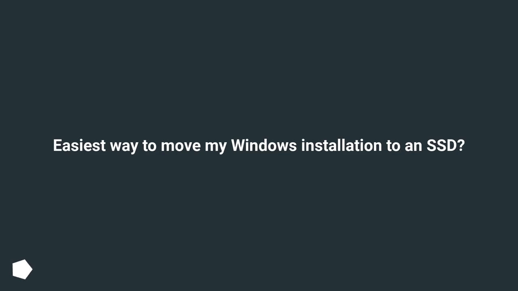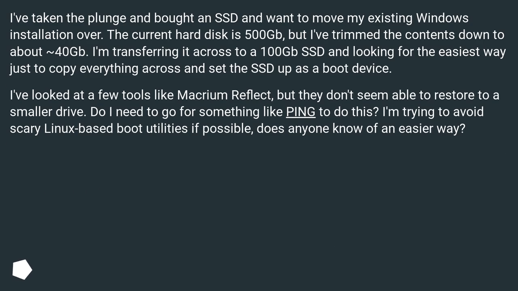Easiest way to move my Windows installation to an SSD? I've taken the plunge and bought an SSD and want to move my existing Windows installation over. The current hard disk is 500 GB, but I've trimmed the contents down to about 40 GB. I'm transferring it across to a 100 GB SSD and looking for the easiest way just to copy everything across and set the SSD up as a boot device.